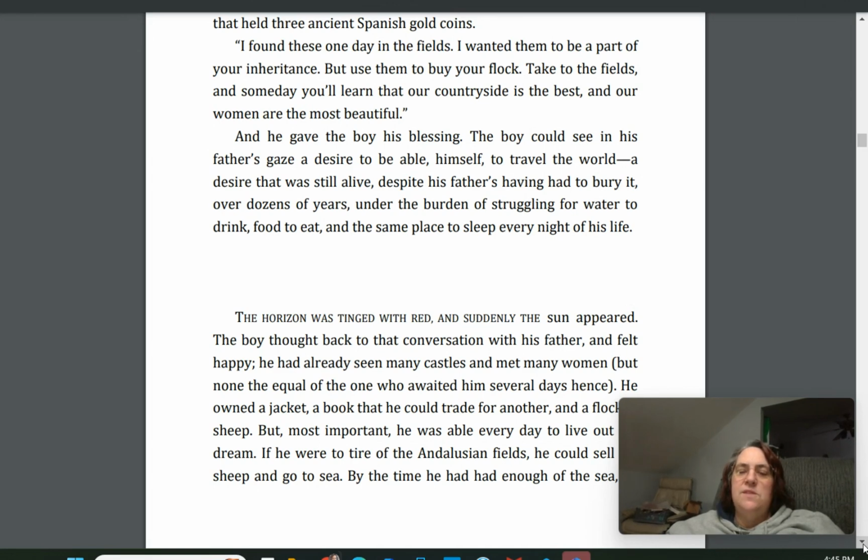The boy could see in his father's gaze a desire to be able himself to travel the world. A desire that was still alive despite his father's having had to bury it over dozens of years under the burden of struggling for water to drink, food to eat, and the same place to sleep every night of his life.